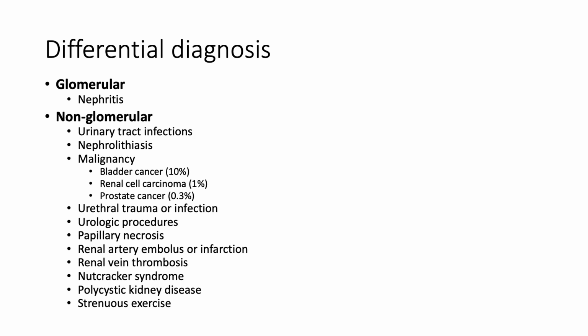So the differential diagnosis for hematuria is usually divided up into glomerular causes and non-glomerular causes. Glomerular causes are going to be mostly glomerulonephritis, and that has its own big differential diagnosis that we'll talk about later. Your non-glomerular causes of hematuria usually involve somewhere in the urinary tract. And we're going to talk about these four causes because they are the most common.